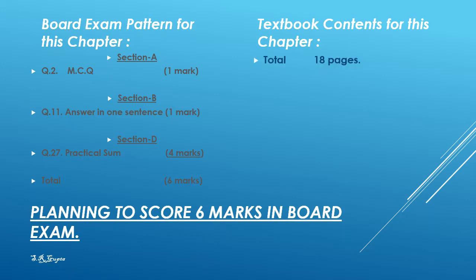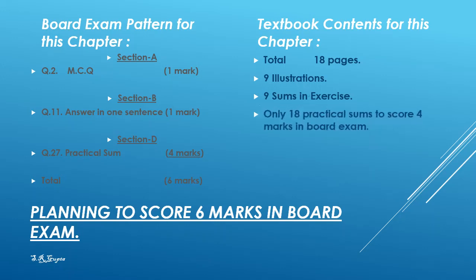Now, let's have a look at the textbook contents. There are a total of 18 pages for this lesson in your book. There are 9 illustrations in your textbook and 9 sums in the exercise. So, in short, we can say that only 18 practical sums we have to work to get 4 marks in the board exam. So it's a very good deal to work for those 18 practical sums.